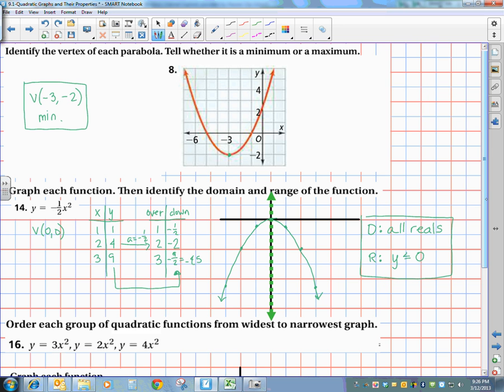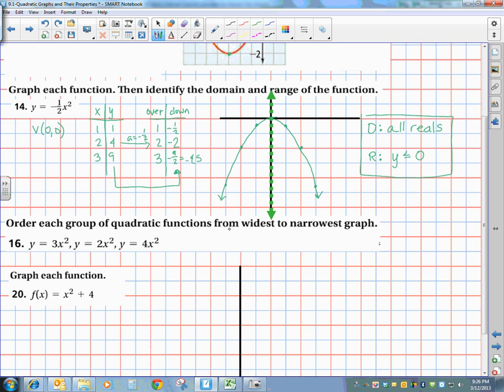Okay, next group of problems says order these from widest to narrowest. And remember, wide means that a is going to be really small, so we're looking for the smallest number. So of the a values, this says a is 3, this says a is 2, this says a is 4. So the smallest one, of course, is 2. So we have y equals 2x squared. Then we go to 3, and then we go to 4. And that puts our graphs in order from widest to narrowest.